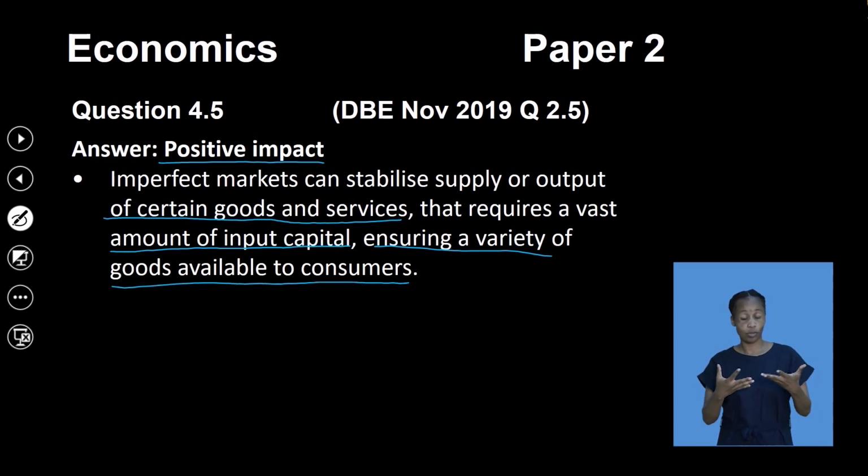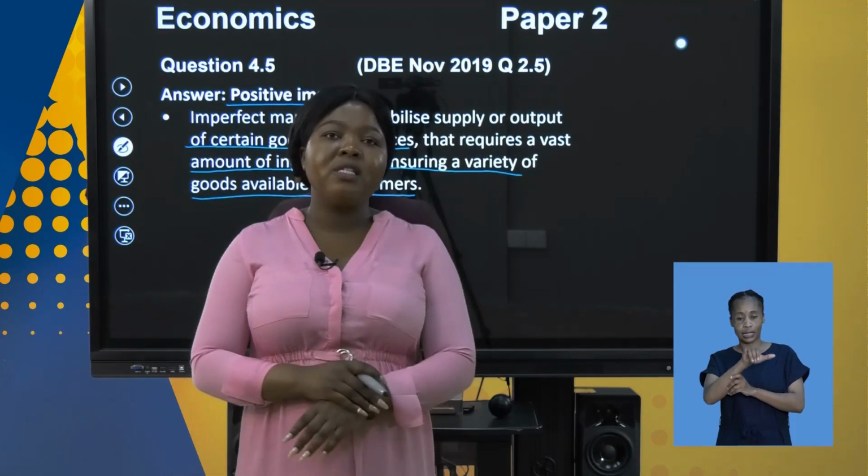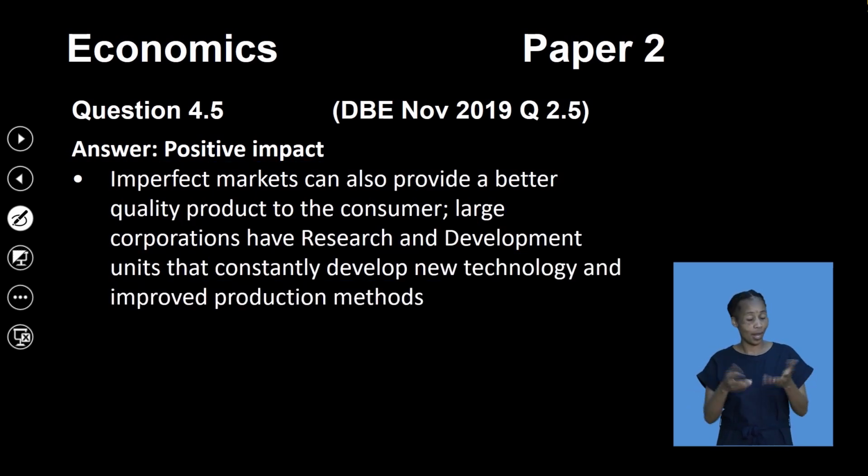Right, in most cases you would find that our oligopolies and our monopolies are big businesses with a big capital base, hence they are able to provide goods and services that small businesses might not be able to produce. This gives a variety to our consumers. Again, let's look at the second one.